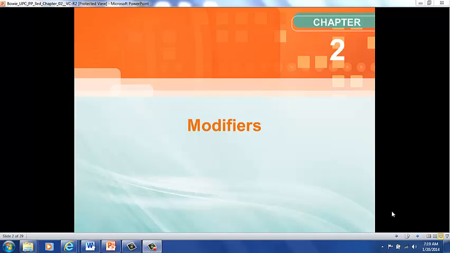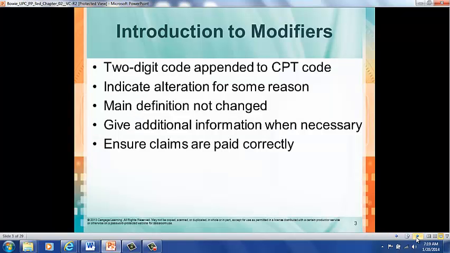Modifiers. At times, a CPT code needs to be reported with the addition of a modifier. Modifiers give additional information when necessary about the CPT code to a third-party payer to ensure that claims are paid correctly. A CPT modifier is a two-digit code that is appended to the CPT code to indicate that a service or procedure has been altered for some reason, but it does not change the main definition of the code. The modifier further describes the service performed.